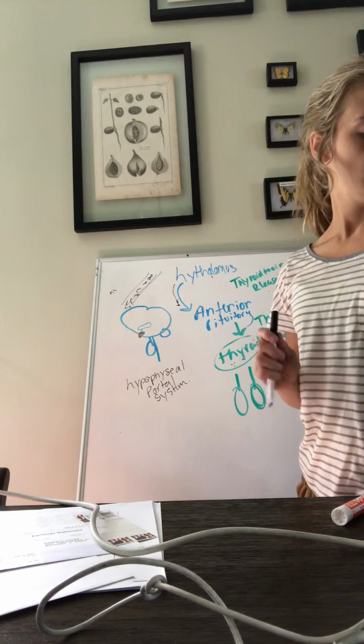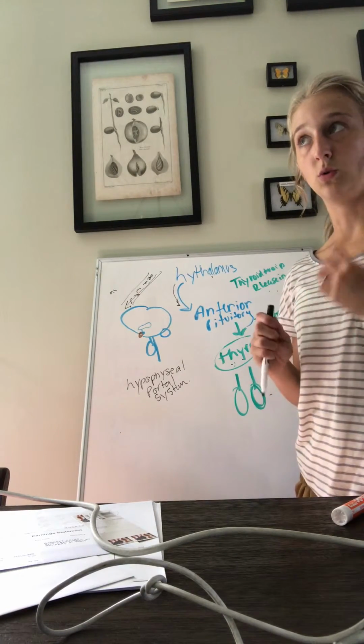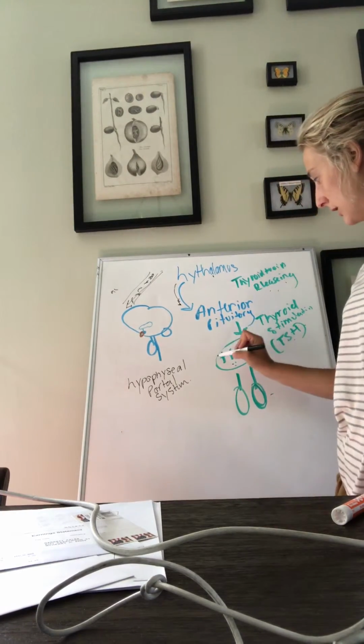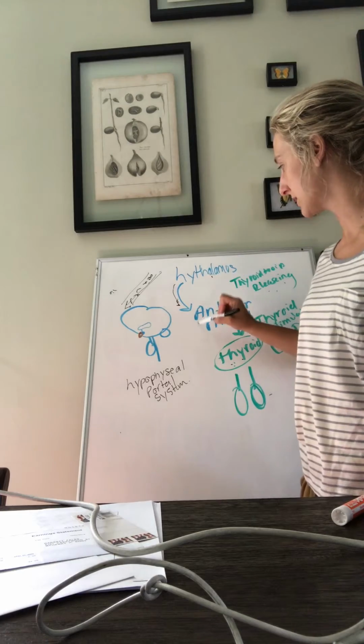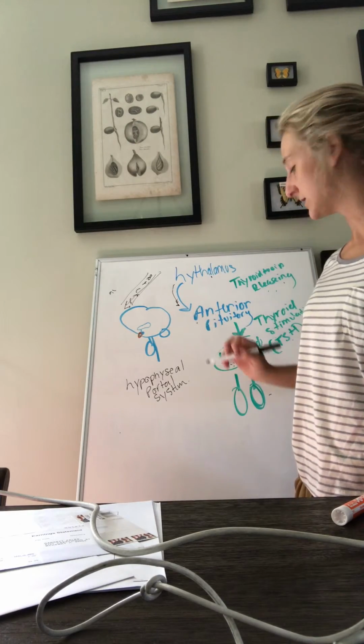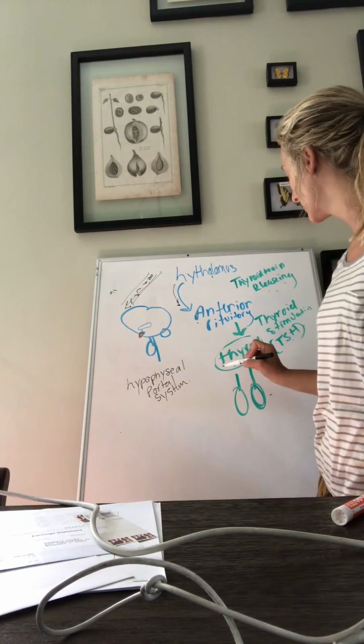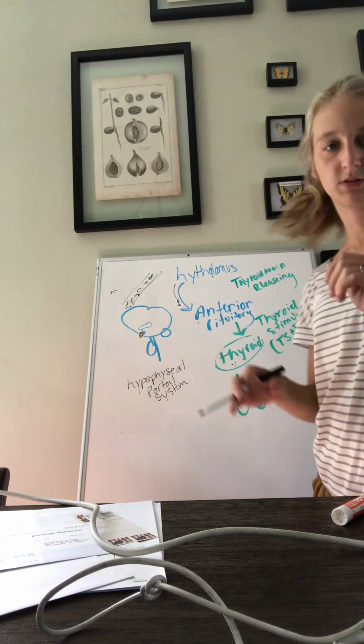And in order to stop it, T3 and T4 shut off both the hypothalamus and the anterior pituitary from getting back into it. So instead it goes, I'll explain in the next video.